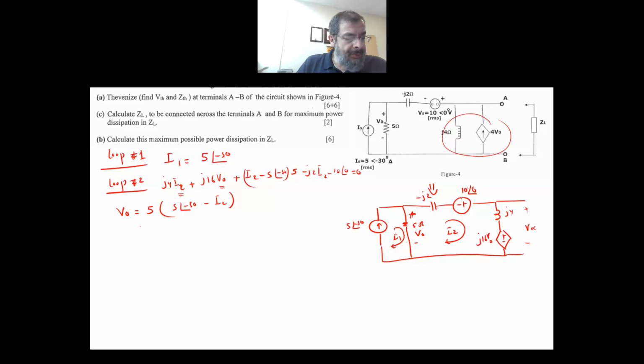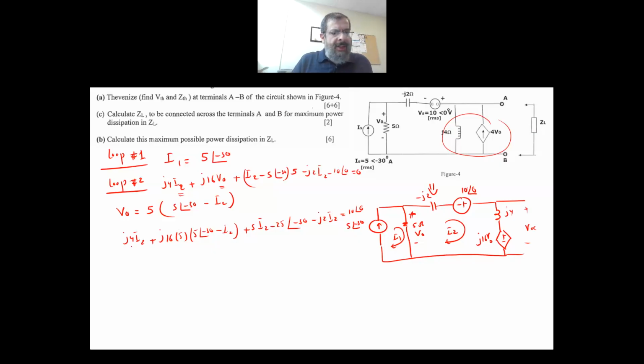So now substitute. You will have J4 I2 plus J16 times 5 times (5 angle of minus 30 minus I2) plus, you can open this, 5 I2 minus 25 angle of minus 30 minus J2 I2 equal to 10 angle of 0. So we have here one equation, one unknown. So we can solve for this.